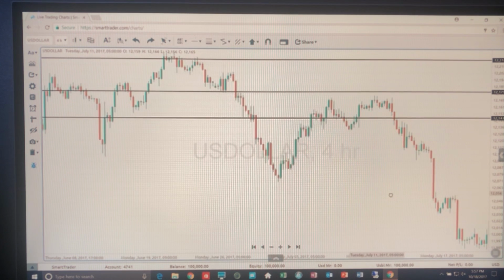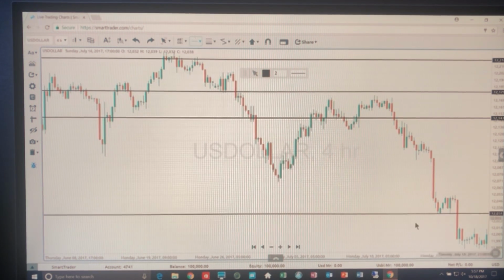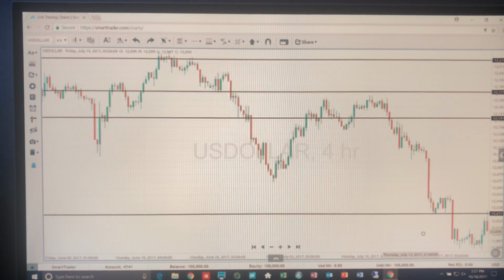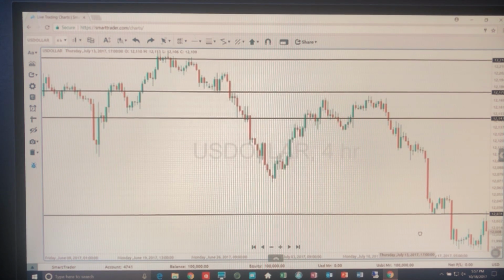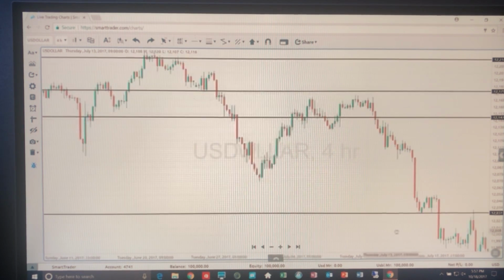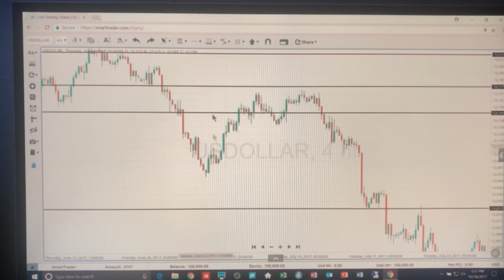And look at how, as this market falls, this is the newest level right here of past support to become future resistance. So right there, we would be looking for this market to create a level of past support to become future resistance. So look at how the market just bounced right off of there.